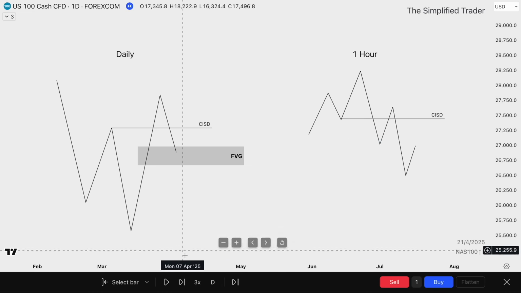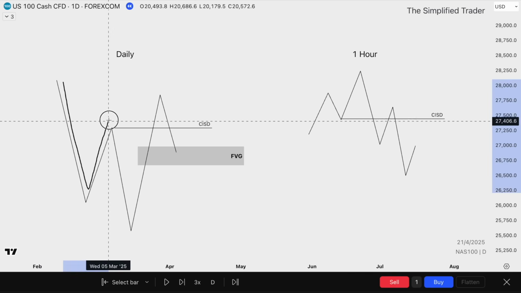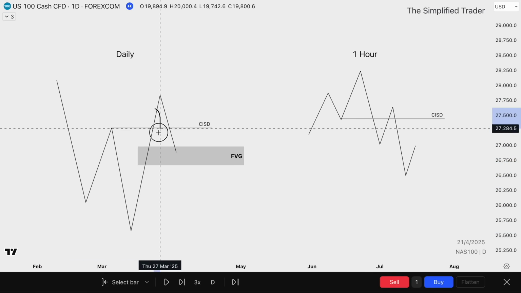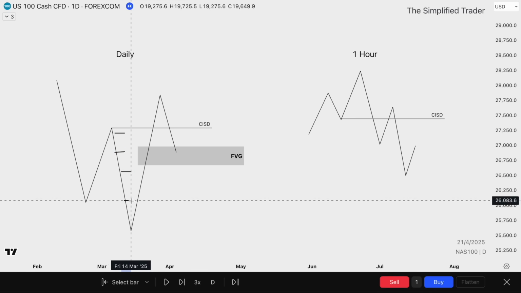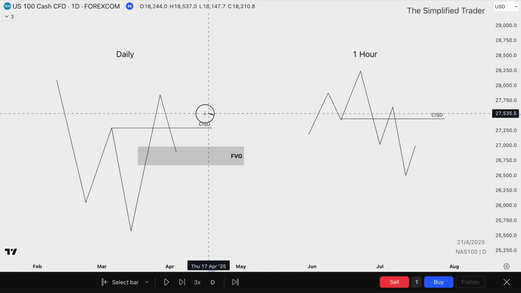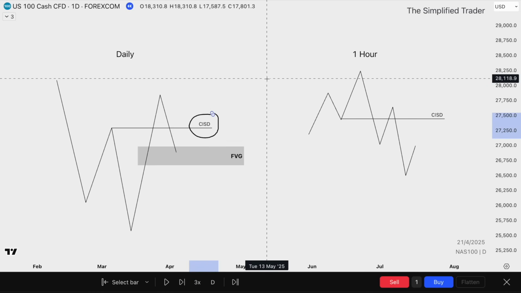Now, here on the daily chart, what do we have? On the daily, we have price pushing lower, making lower lows and lower highs. Here, we get a body closure above the series of consecutive down close candles that made this low. So this would give us our valid bullish change in the state of delivery.